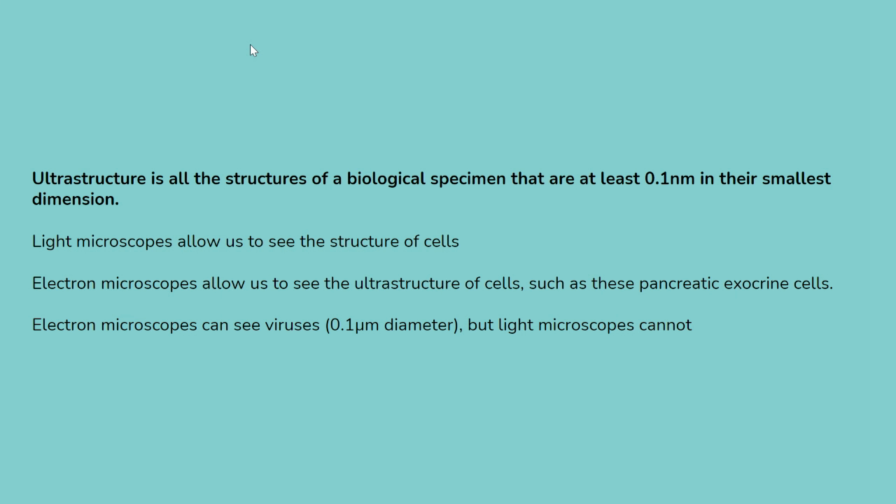So let's move on. Ultrastructure is basically all the structures of a biological specimen that are at least 0.1 nanometers (nm) in their smallest dimension. Light microscopes, as you discussed in part 1, allow us to see the structure of cells, but very basic. You aren't able to see structures like ribosomes and mitochondria under the light microscope. But the electron microscope allows us to see ultrastructures of cells. They allow us to see them with much more resolution, magnification, and clarity for that matter.